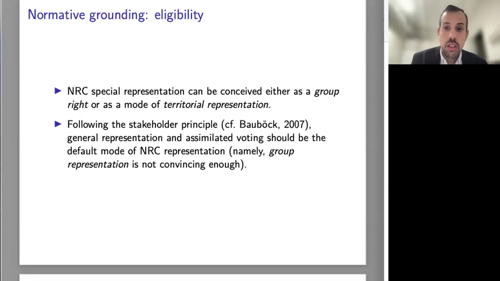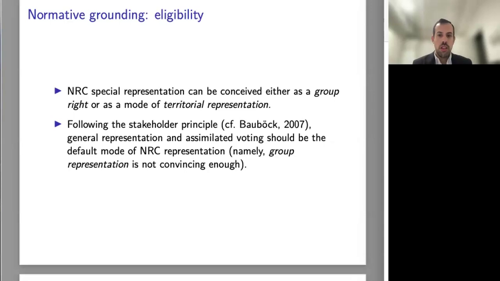We rely on the stakeholder principle, as I told, which was theorized by Rainer Bauböck in 2007 to talk about external voting rights and citizenship, to now evaluate a special representation of non-resident citizens. This principle suggests that citizens living abroad permanently should be enfranchised only if they can be assumed to share with all citizens an interest in the common good. General representation and assimilated voting should therefore be the default mode of non-resident citizen representation.